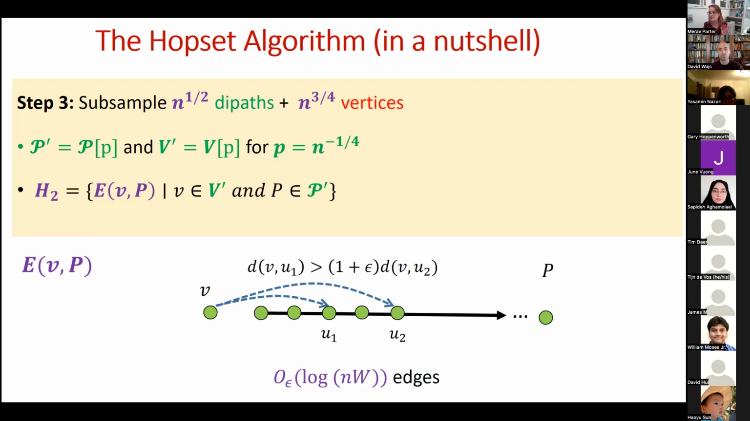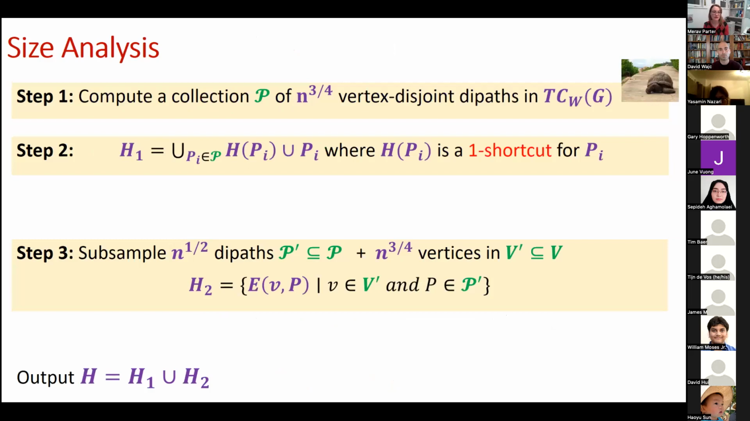Okay, but this is still cheap. This is just, if instead of one, you add log n. Okay, and this is like the size analysis, at least I can convince you that this is the right size. The first step, as we say, we compute a collection of this many vertex disjoint directed paths with some nice properties that I didn't even mention.